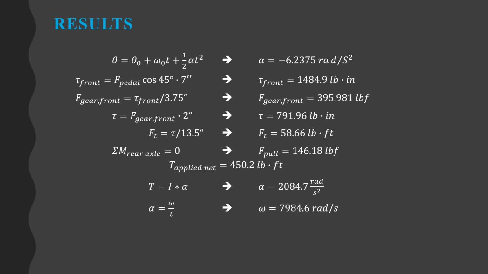Looking at calculations now, we were able to find that the transmitted force from the rider to the concrete through the rear tire was approximately 58.7 pounds, and the pull force from the rider onto the handlebars was 146.18 pounds. The net torque exerted on the rear axle from these two forces was 450.2 pound-feet. From finding this net torque, we were able to calculate the angular acceleration, which was 2,084.7 radians per second squared. Then referring back to our tracker information, we were able to find the angular velocity to be 7,984.6 radians per second.